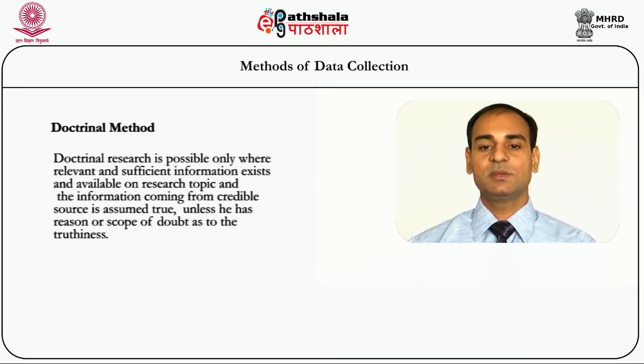Doctrinal research is possible only where relevant and sufficient information exists and is available on the research topic. The information coming from a credible source is assumed true, unless there is reason or scope of doubt as to the truthfulness of such information.